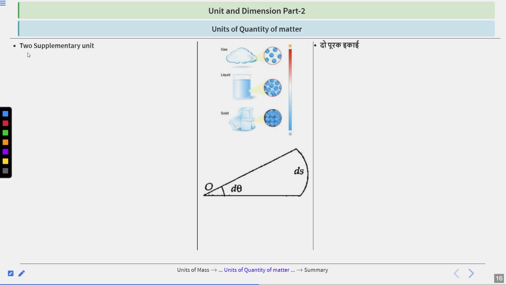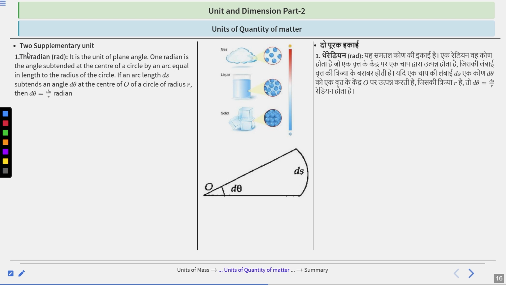If we talk about the two supplementary units, we have the radian, also known as rad. It is the unit of plane angle. 1 radian is the angle subtended at the center of a circle by an arc equal in length to the radius of the circle. If an arc of length ds subtends an angle of d theta at the center O of a circle of radius r, then d theta is equal to ds by r radian.